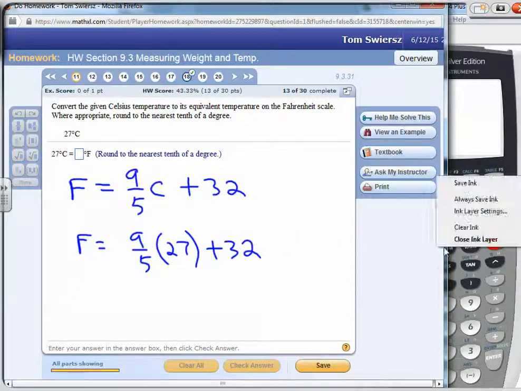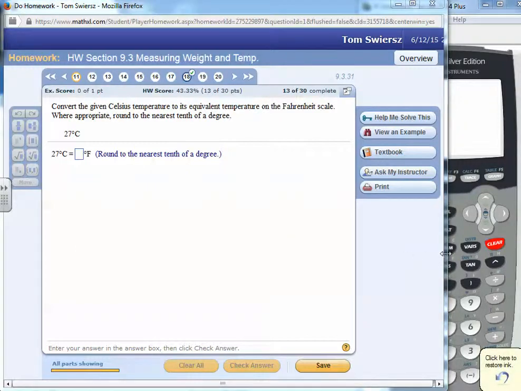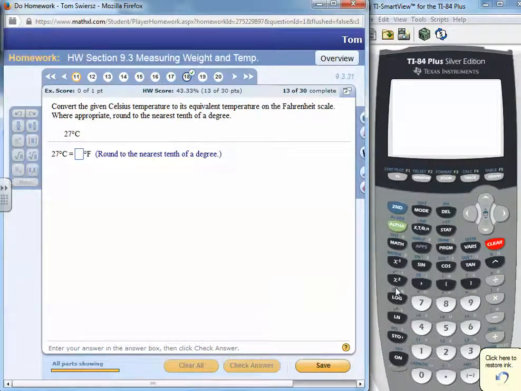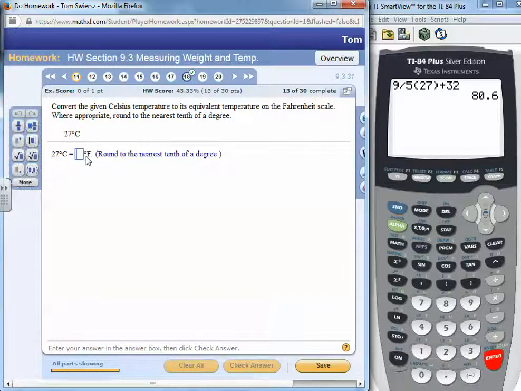So again, if we do that, 9/5 means 9 divided by 5, and then you can put it in parentheses for multiplication: the Celsius, which is 27, plus 32. There's your entire formula, and we get 80.6 to the nearest tenth. It came out to tenths. All right, very good.